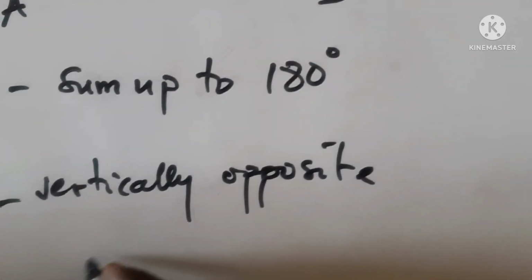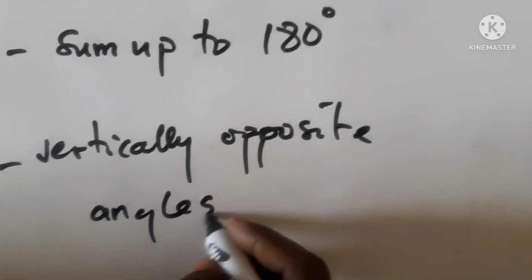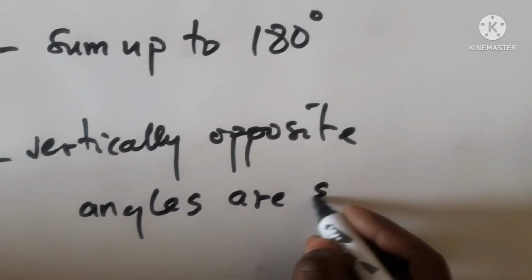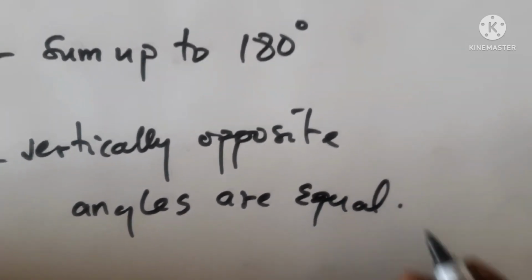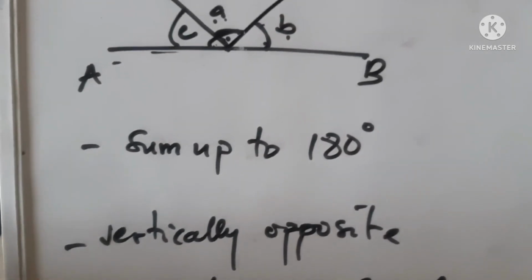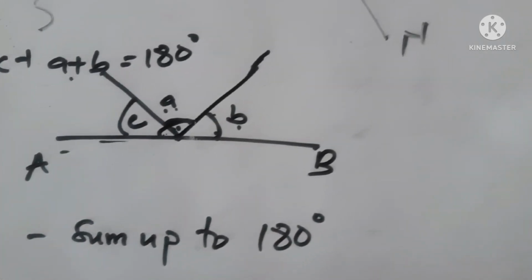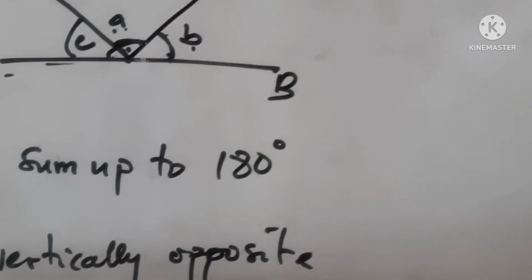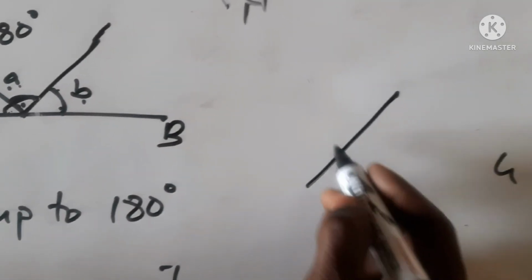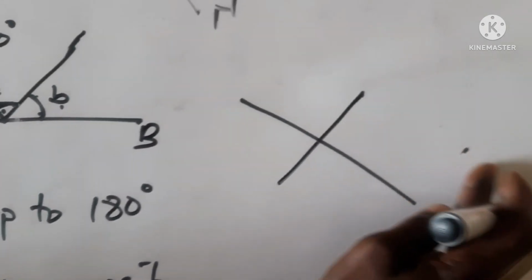Vertically opposite angles are equal, right? They are equal. Is that okay? So that is another property. What I mean by vertically opposite, the word vertically, we all know the word vertically. So this is the, or maybe opposite, right? We all know the word opposite.